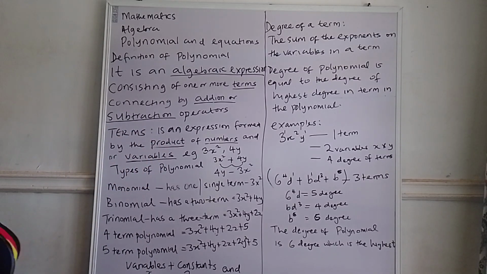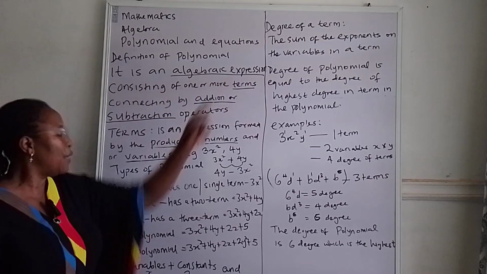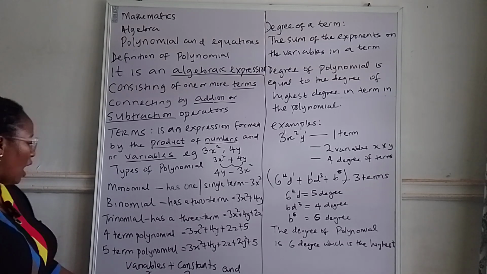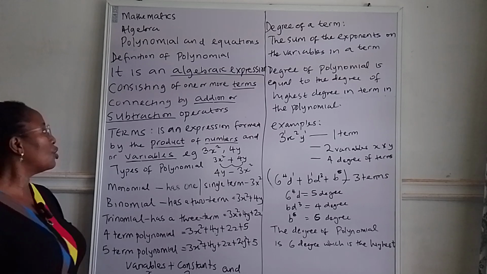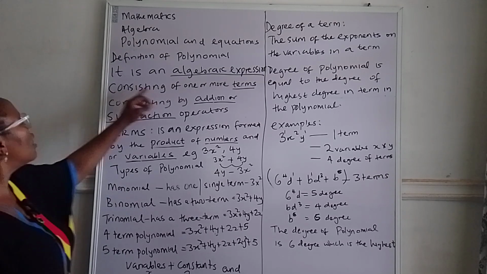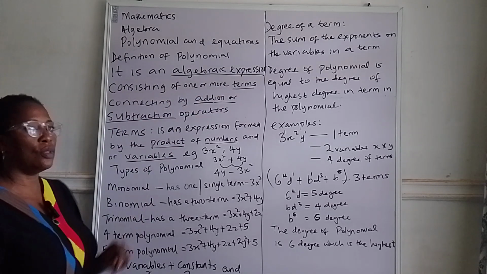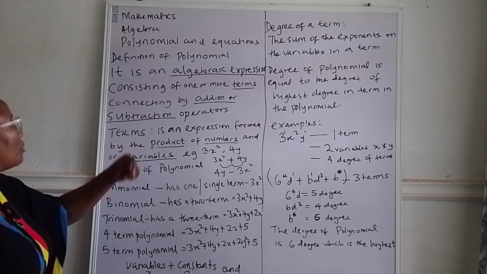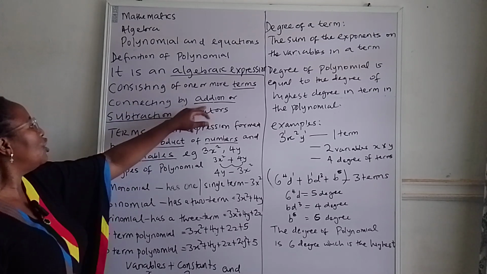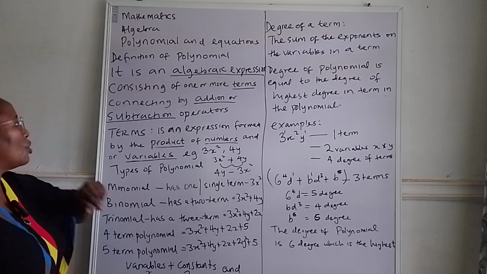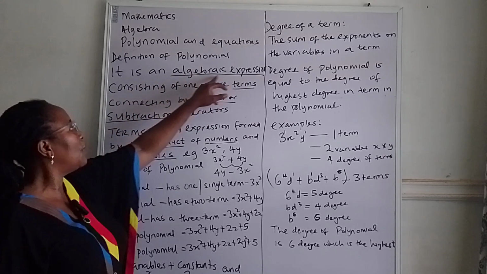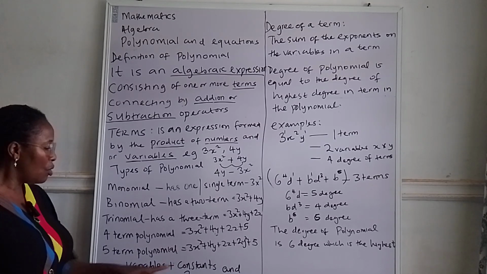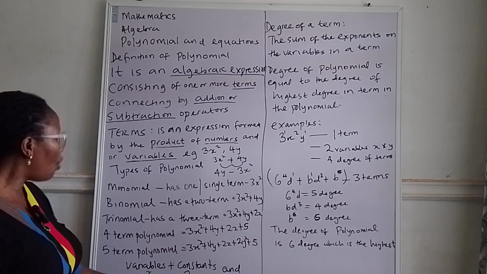These are algebraic operators. So when we say an algebraic expression, this is the expression. It has x, 2, and algebraic operators. So consisting of one or more terms. I will soon define what terms mean. Connected by addition or subtraction operators. We've already defined what an algebraic expression is. An algebraic expression consists of a variable, constant, and algebraic operators.